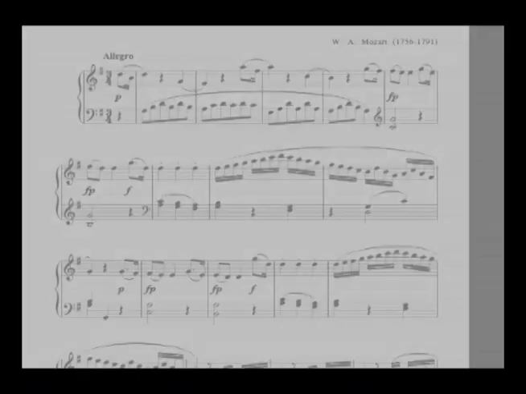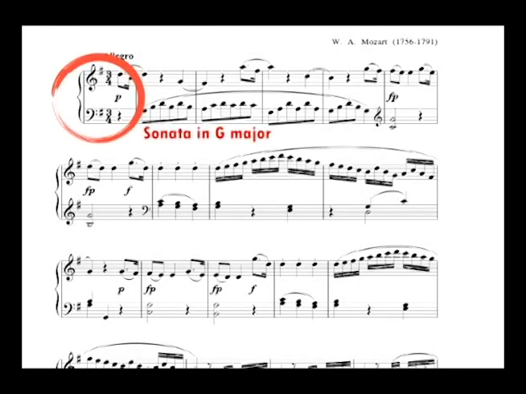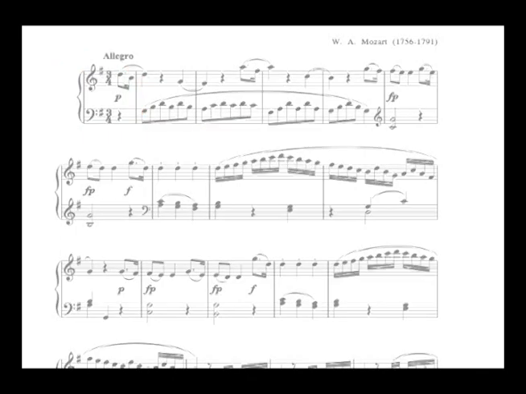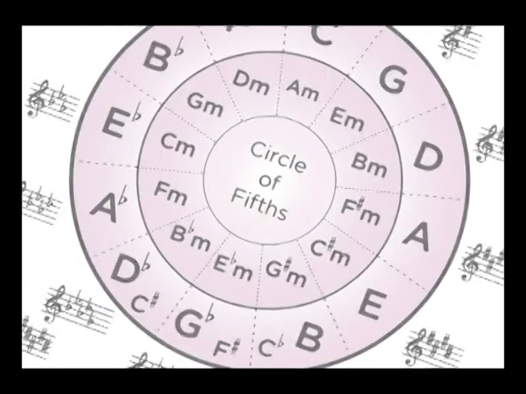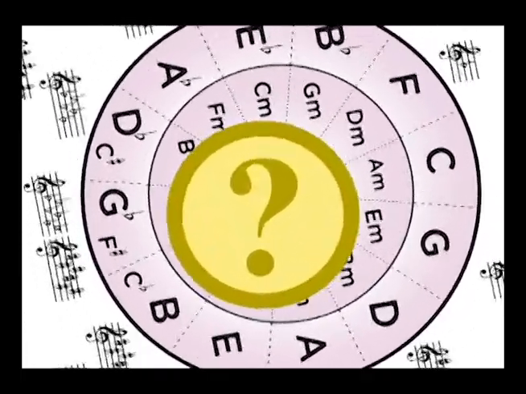The second reason to use a key signature is to help orient the performer to what the key of the piece might be. In looking at the key signature, we can deduce that this is in G major, and this score in F major. But how can we determine the key based on the key signature? Moreover, how do we know if it's in major or minor?